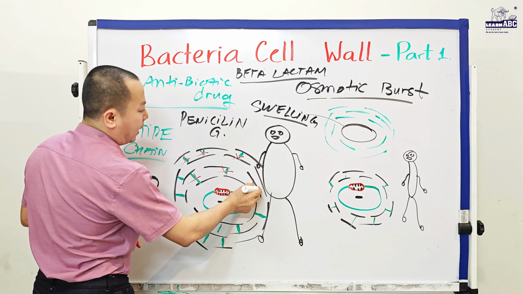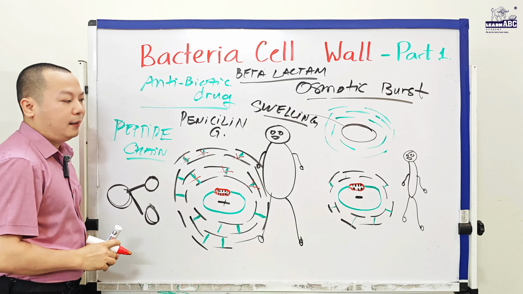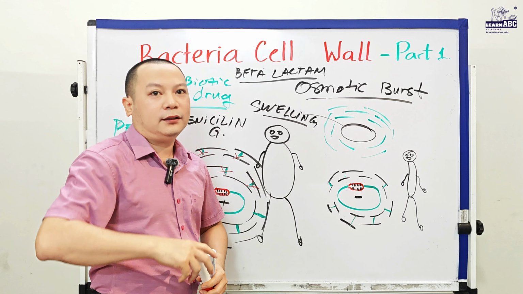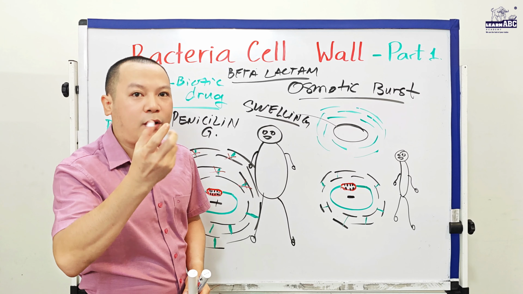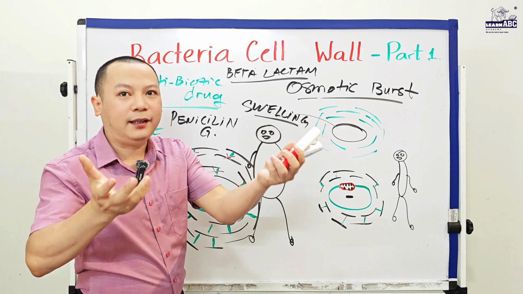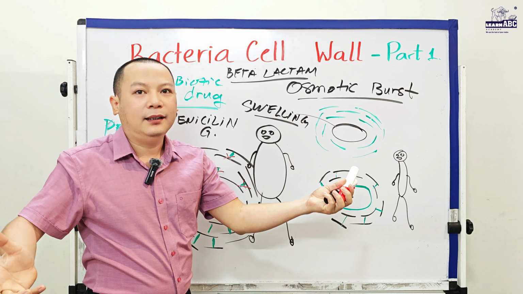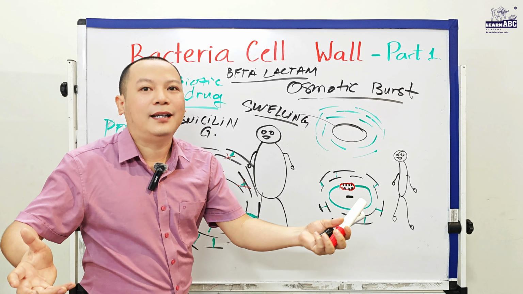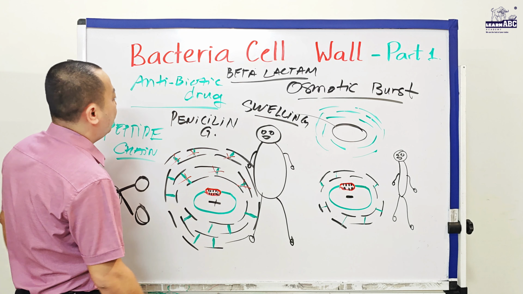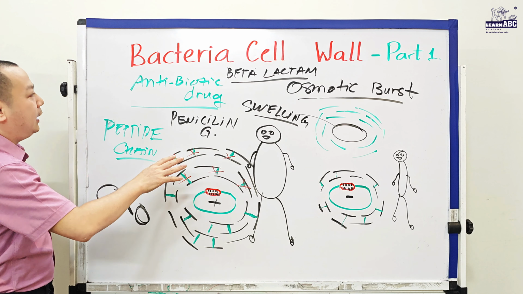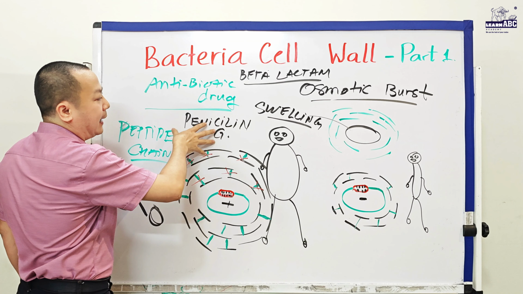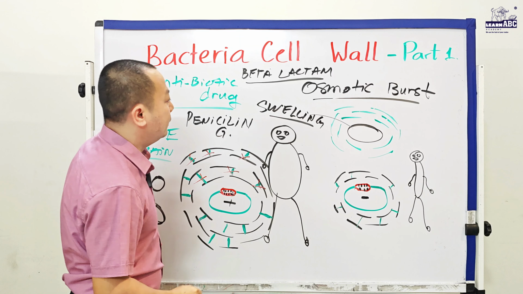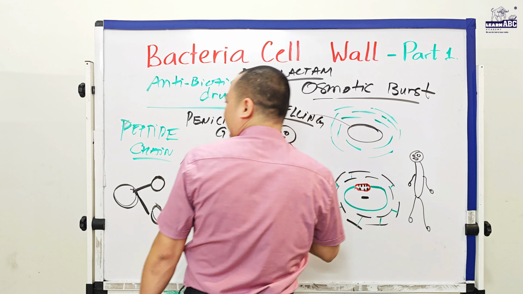So the inside membrane, the bacteria, continues to suck the water in, and then swelling, small becomes big, big becomes bigger, and then finally bursts. Burst means die. The bacteria will die. So that is the way we use antibiotic drugs like penicillin G to kill the bacteria. Now that's the importance. Very important.